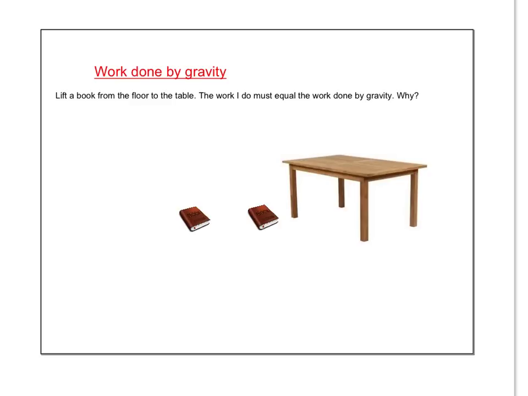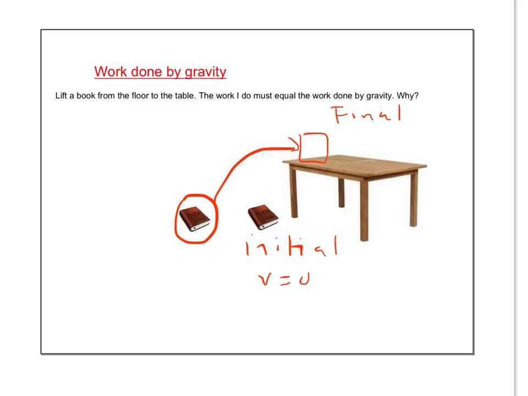Okay, so let's think about the work that's done by gravity. Imagine if we have this book and we take one of these books and we're going to lift it up and we're going to put it on the table. And so we think about our final position there, whereas our initial position was on the ground. Well, if it started at rest and it ended at rest, we know that the change in velocity is 0, so the work done must also equal 0.